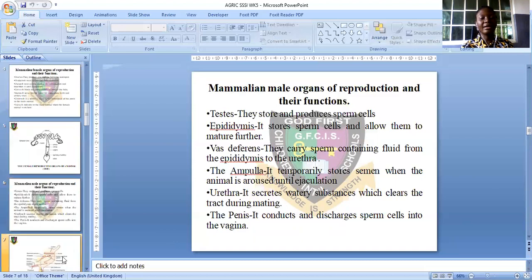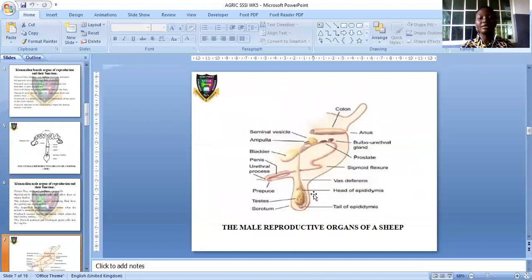Now, let me share the diagram of the male reproductive organ of a sheep. This is the male reproductive organ of a sheep here. As you can see from the diagram, this is the ampulla, which stores sperm when the animal is aroused until ejaculation. This is the penis, where the semen will be discharged. The testes store the sperm. We have the scrotum. The scrotum contains the testes.